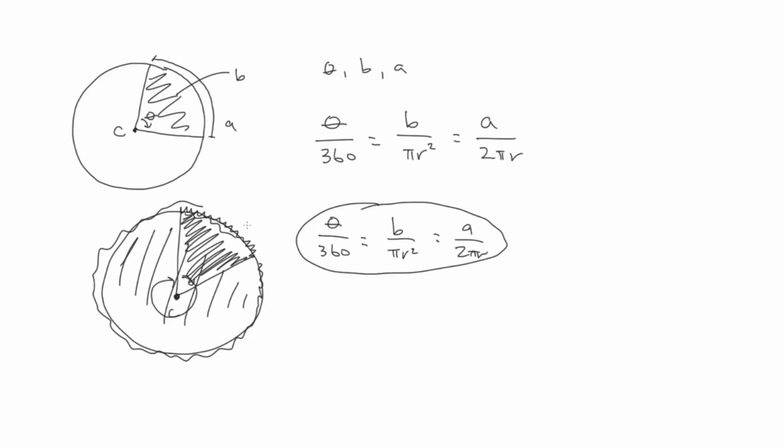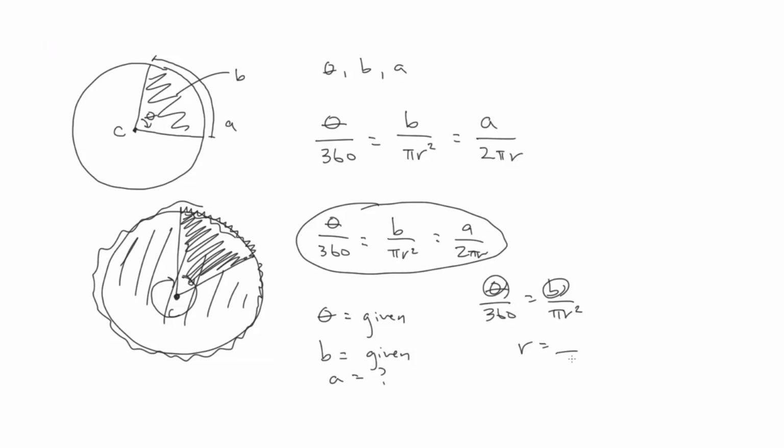Typically, for these types of questions, they're going to give you theta. They might also give you the area, and they're going to ask you to figure out what the arc length is. Your job would then be to figure out what r is by setting these two equations or proportions equal to each other. This will be given, so your only unknown would be r.